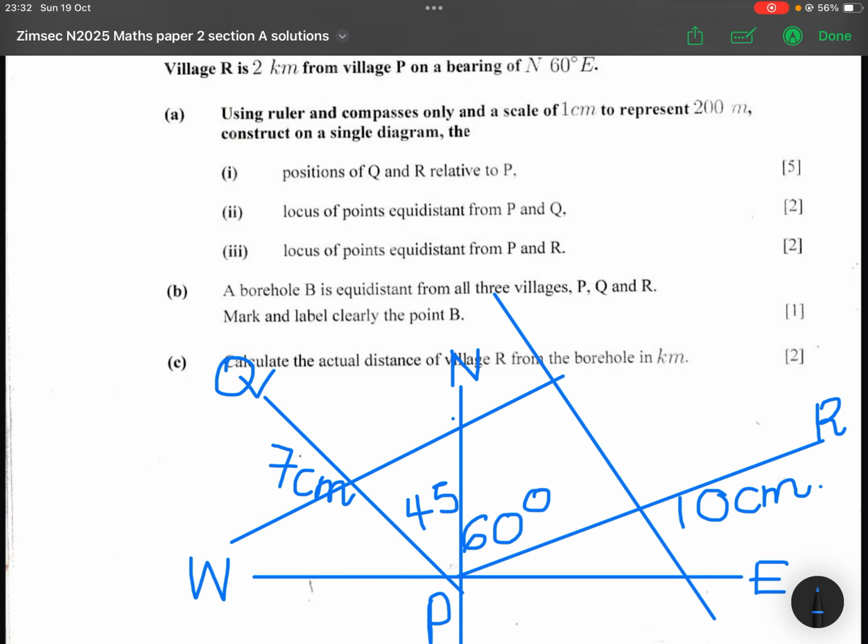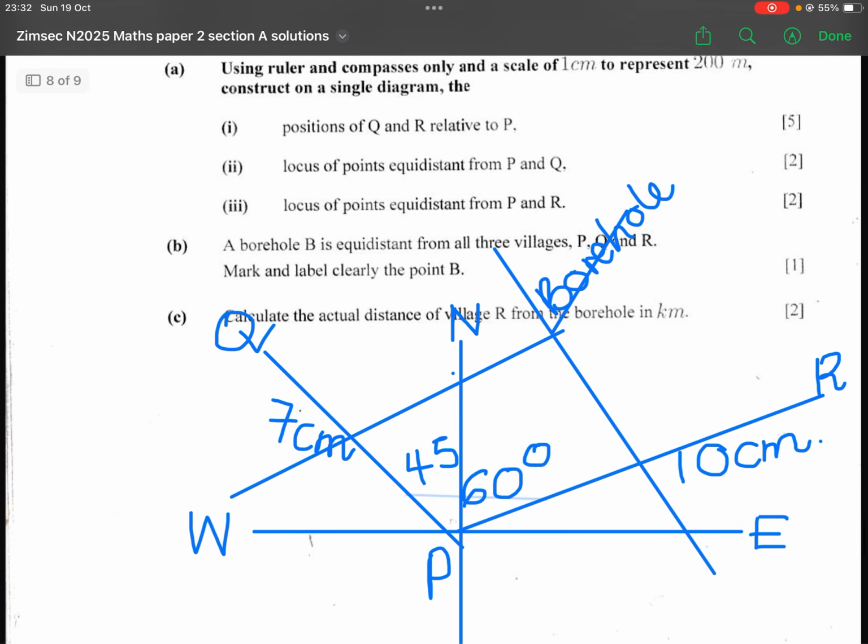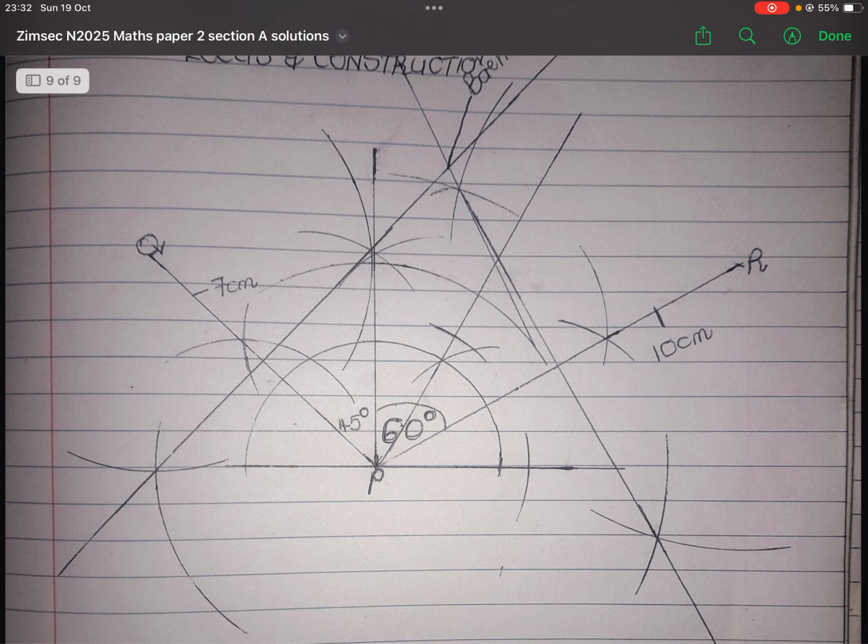Mark and label clearly the point B. So it is going to be where the perpendicular bisectors meet. So it means that our ball is going to be somewhere here. This is going to be our ball. And I said this is a rough sketch diagram. I will show you the actual diagram and then calculate the actual distance you have to measure from R to the ball. So let us now dive into the construction that I did on number 5.